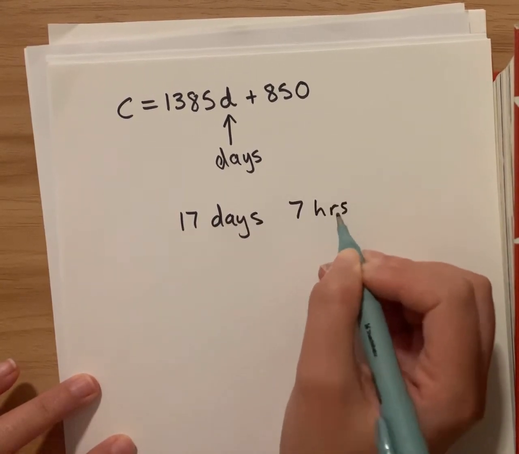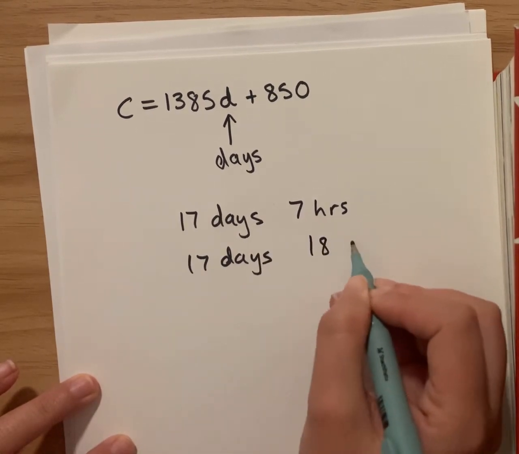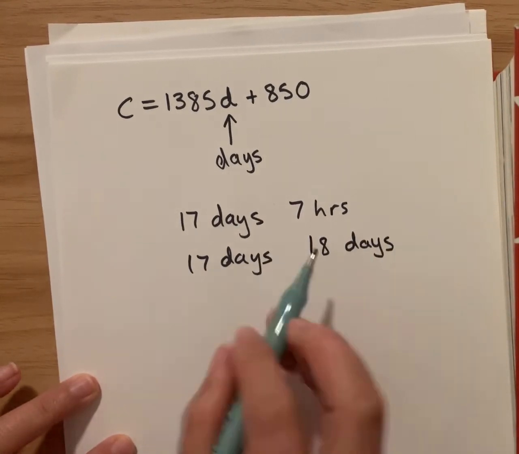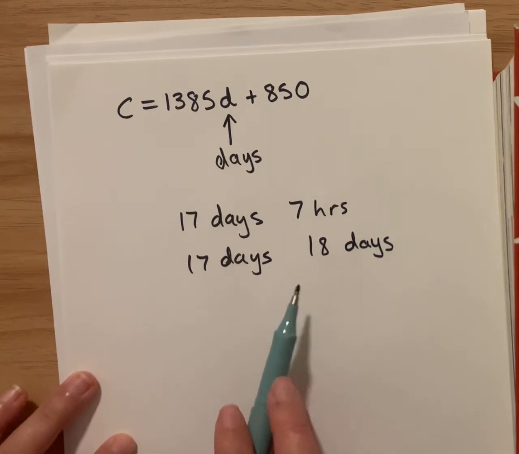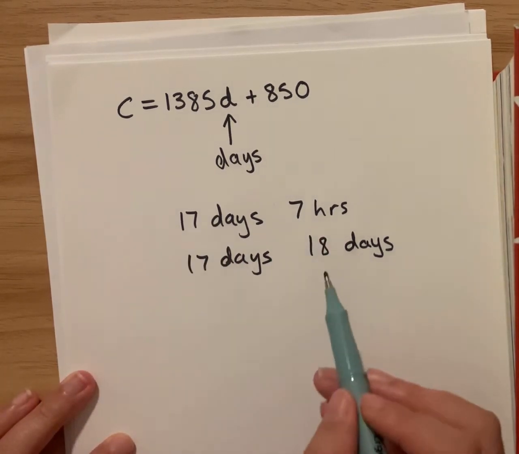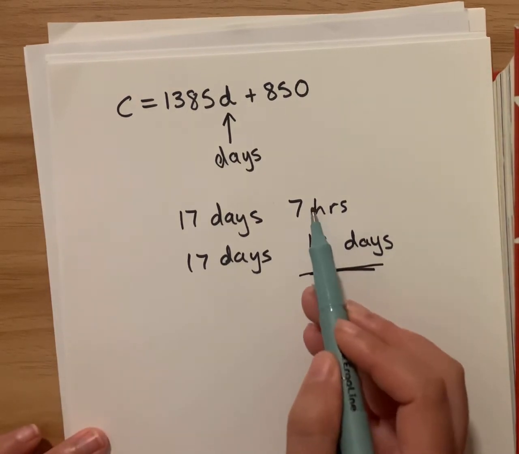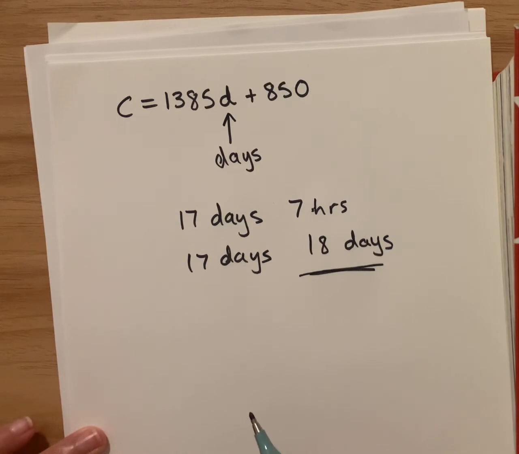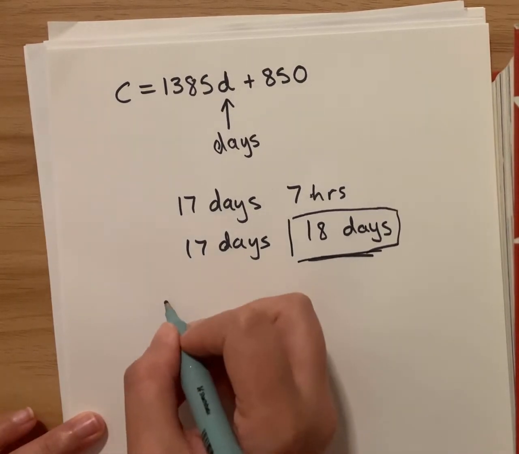We have to do either 17 days or 18 days. Unlucky. If you use the bobcat for 7 hours on this day, you still have to pay the full price. So if you need it for 17 days, 7 hours, you actually need to hire it for 18 days. You need to hire it for that full extra day. So our number of days is going to be 18 days.